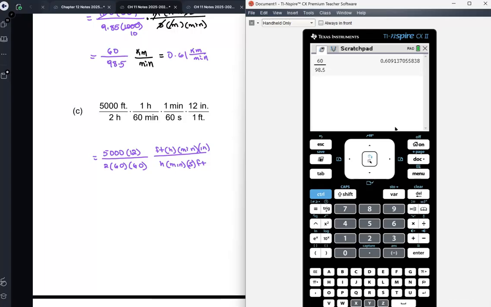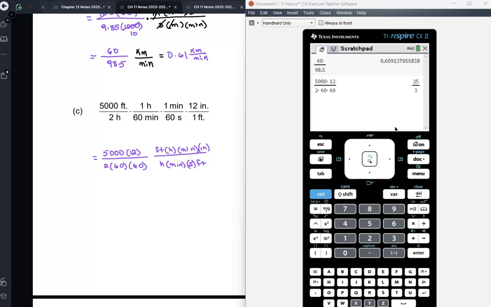So look at what we're going to do. Control division. What did I do? Control division. 5,000 times 12. I go down 2 times. Ugh. Don't yell out the answer, please. Okay, go ahead and plug this in. Go.